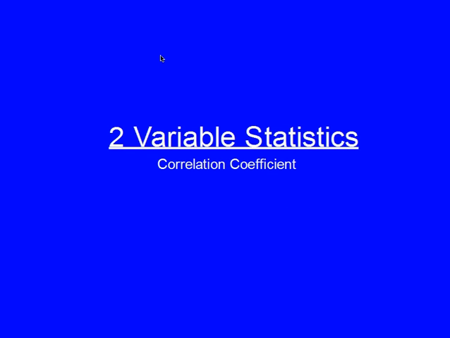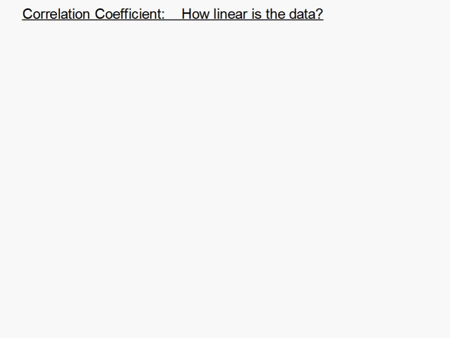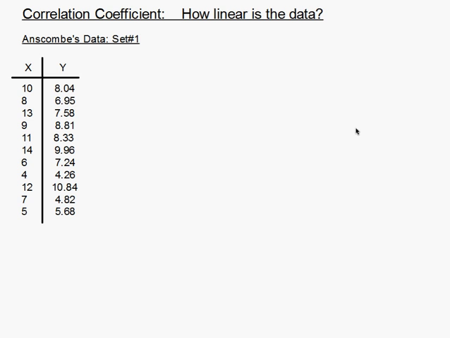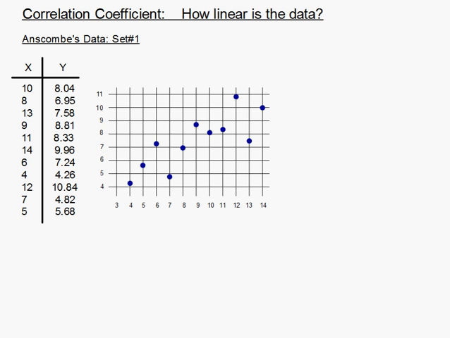Correlation coefficient tells you one thing. It tells you how linear the data is. Let's look at an example. Here is Anscombe's data set number 1. If we graph it, it looks kind of like that. Looks like it's relatively linear, right? But correlation coefficient quantifies that.